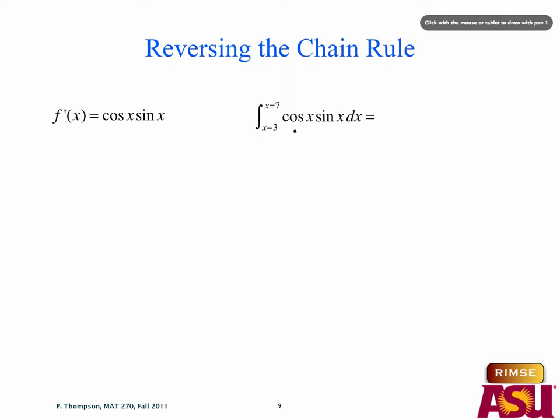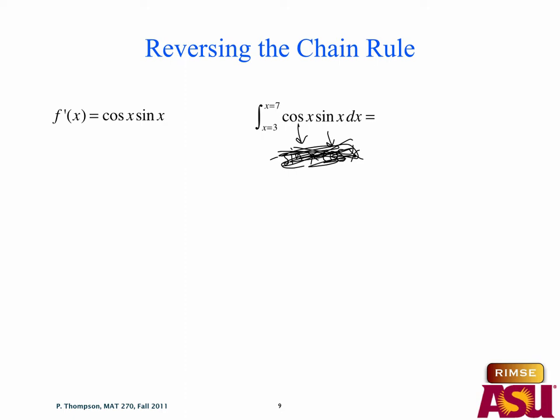So the antiderivative of cosine x sine x should just be negative sine x cosine x, right? Because I take the antiderivative of cosine x and the antiderivative of sine x and I just multiply them together, right? No. Right? This is super bad. Super bad. Don't do that, okay?